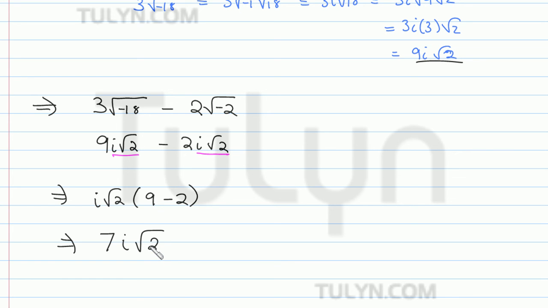And mathematical notation states that you write the number first, and then the complex value i, and then the square root at the very, very end. So this is the way it should look. And since there's nothing else we can do, this is our final answer.